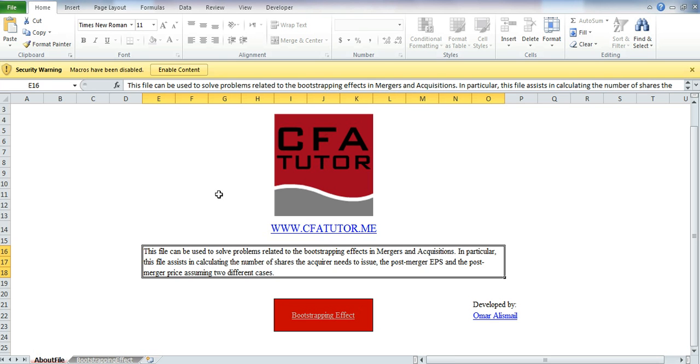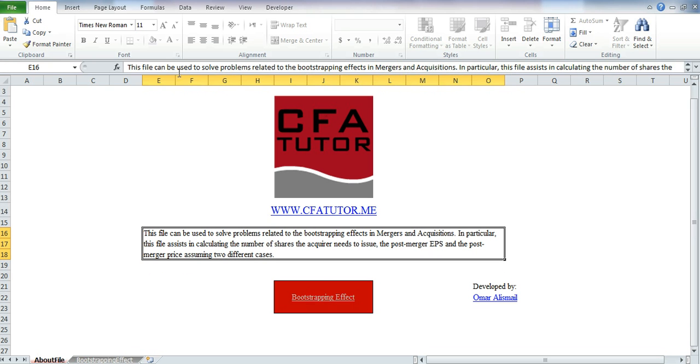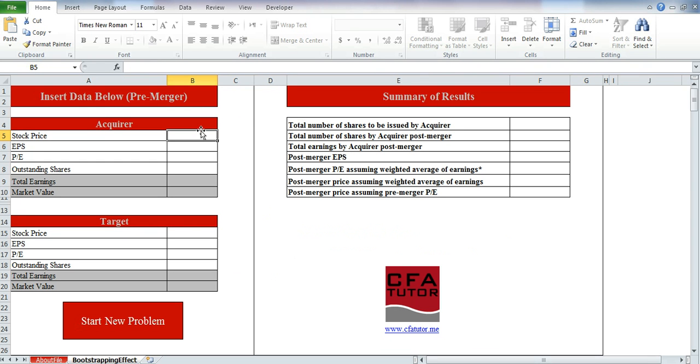And if we go to the Excel sheet that we have, we should enable the content because it's macro enabled. So if we do that and click on the bootstrapping effect file, all we have to do is enter the information that we have: 100 for the stock price, 4 for the EPS, 25 for the price to earnings, and 100,000 for the outstanding shares. This shows us the total earnings and the market value, which are also given in the question, and this confirms that those are the right numbers.